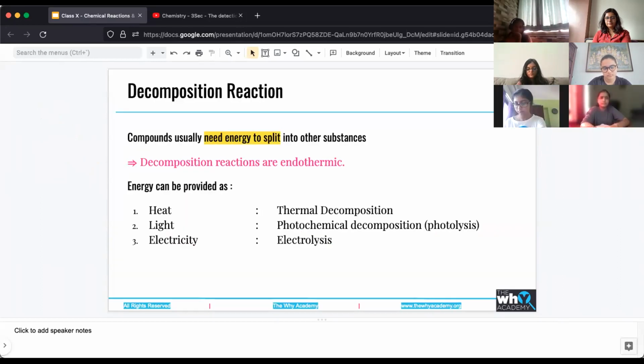Cool. So decomposition matlab you're breaking it down. So in order to break something down, you need to give it energy. So depending on what energy you're giving it, it's either thermal decomposition or photochemical decomposition or electrolysis.